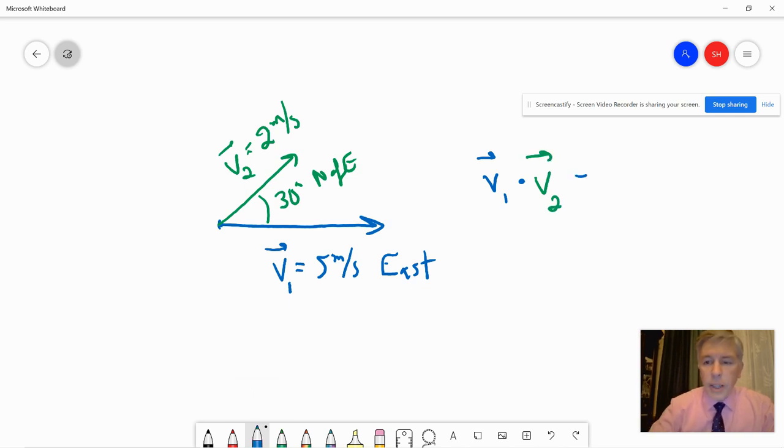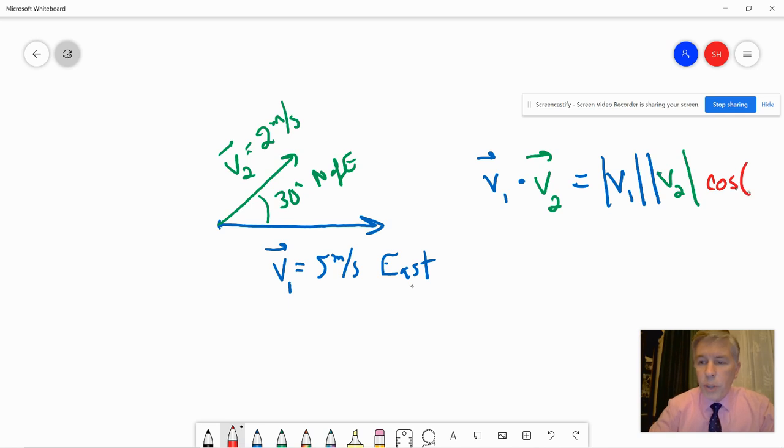So if I wanted to take V1 and dot it with V2, here's what it would look like. It would equal the magnitude of V1. So we sometimes put absolute values around there to indicate magnitude, times the magnitude of V2, and then times the cosine of the angle between them, which happens to be 30 degrees. And it's always the angle if you put them tail to tail. So it's the angle between them when you're tail to tail. So in this particular case, it would just be 5 meters per second times 2 meters per second, times the cosine of 30 degrees.